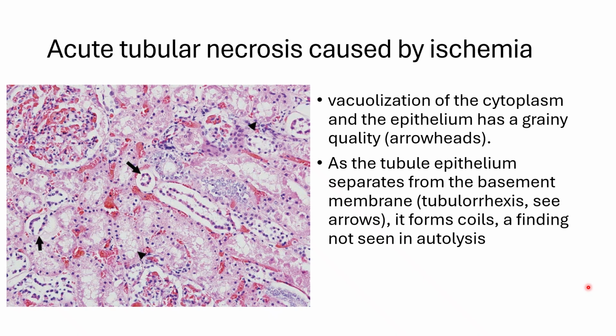Here, there is vacuolization of the cytoplasm and the epithelium has a grainy quality, and the nuclei are still evident but are pyknotic as they begin the process of apoptosis. As the tubular epithelium separates from the basement membrane, tubulorrhexis, it forms coils, and these findings are not seen in autolysis. These changes are focal, occurring in different regions of the kidney.